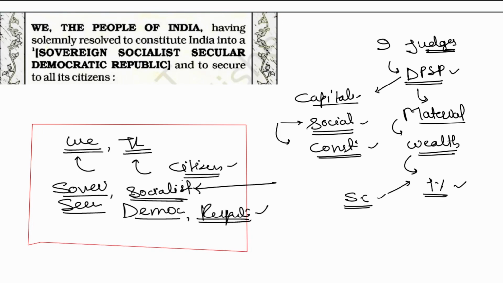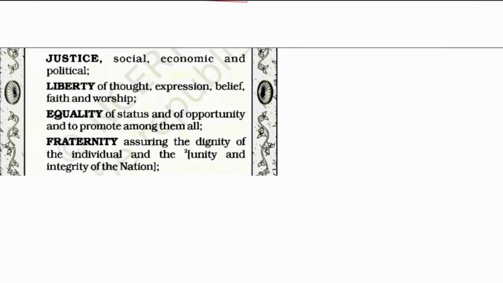What is the meaning of sovereign? It means it has no external ruler, it is ruled by itself. Socialist means the society also should be focused upon, not only the state. Secular means all religions are equal here. Democratic means the leaders of the country are chosen by the people. And republic means the power will be with the public. So all these five things are promised by the preamble to the citizens of India by themselves.